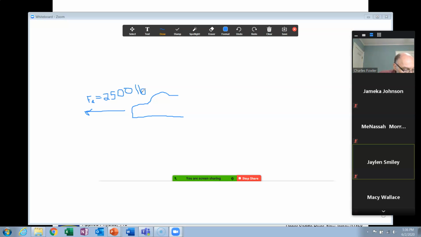Okay. A tow truck can deliver 2,500 pounds of pulling force. What is the maximum weight truck that can be pulled by the tow truck? So we've got this tow truck pulling another big old truck that broke down, if the coefficient of rolling friction of the truck is 0.10. So this big old truck over here, and I'm just going to do a big blob here, that's what you're pulling. Pretend it's got wheels on it, okay?